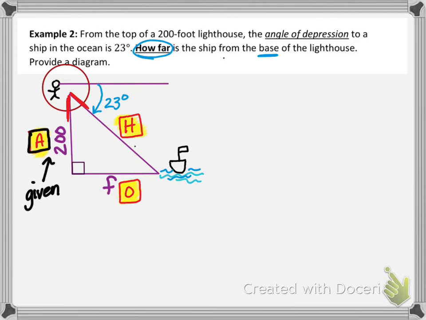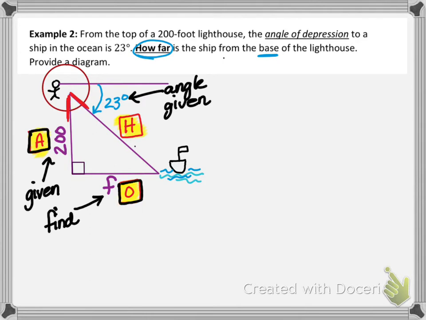What else was given? My angle was given. So that's not really helping me right now. It helps me in the process of elimination, but I need one other letter to help me determine what trig function I'm using. Well, I have to find F. That's what I'm looking for. So that means I have to use O.